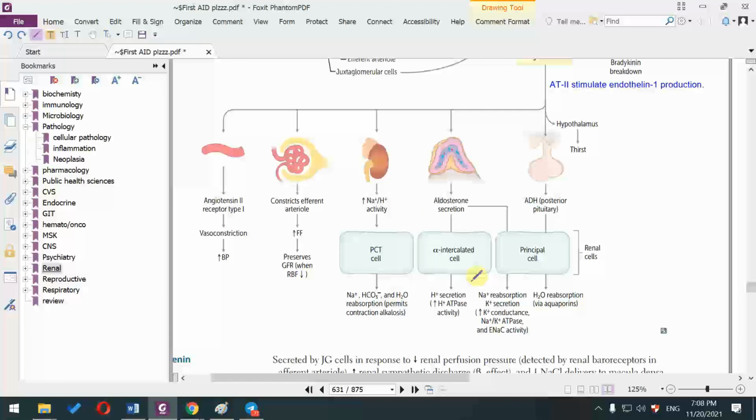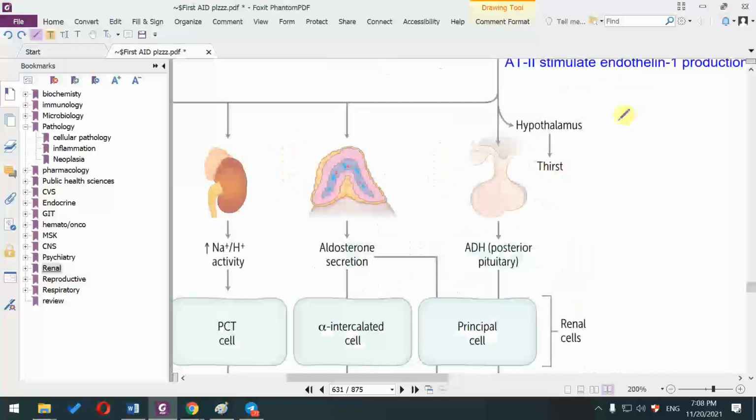Finally, aldosterone works at the alpha intercalated cells, which leads to hydrogen secretion, which increases the hydrogen ATPase activity. In more simple words, it leads to a lot of hydrogen secretion outside of your body, which makes you get alkalosis. Okay, so the patient who has hyperaldosteronism will get in a state of alkalosis. That's what I want you to know. Okay, guys, one more thing before the break.